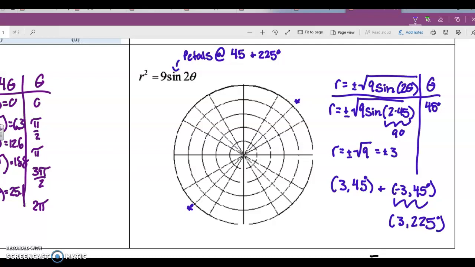So graphing those in, we can count each of these lines as 1. This line here going out 1, 2, 3. And then however you want to draw in those little petals or propellers or bow tie, whatever you want to call it. There you are.